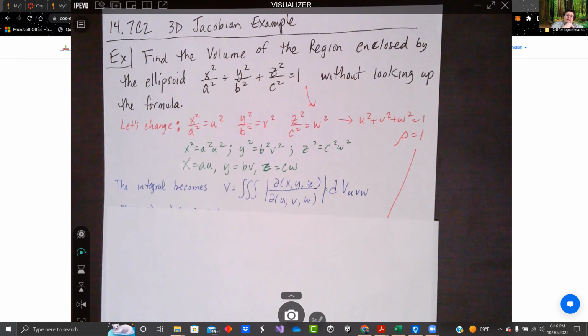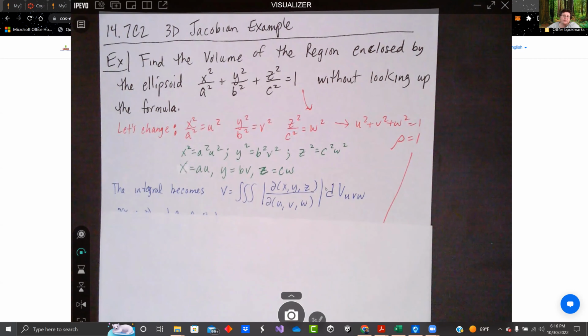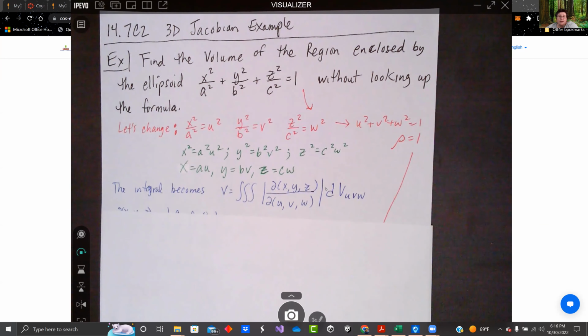In fact, I used u equals x over a. So u squared is x squared over a squared, and that gives me x equals au. For v, I said v equals y over b. So v squared equals y squared over b squared, and y equals bv. And the same thing with z and c with w.